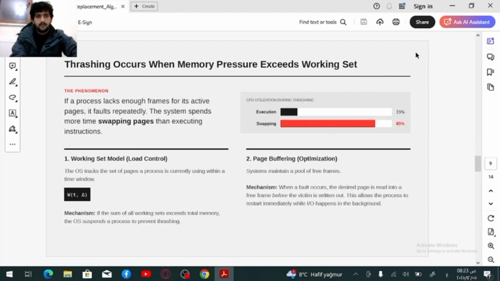Slide 10. Thrashing. Thrashing happens when a process doesn't have enough memory frames. The system keeps swapping pages instead of doing useful work. CPU usage becomes very low while disk usage becomes very high. To solve this, the system can use the working set model to control how many processes run. Page buffering is also used to speed up page replacement.